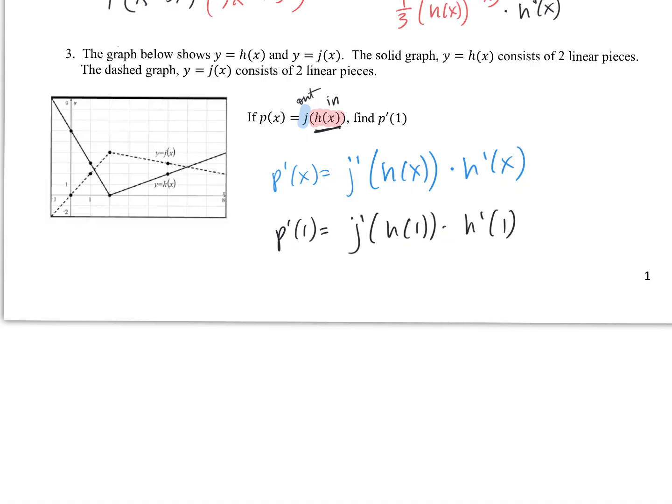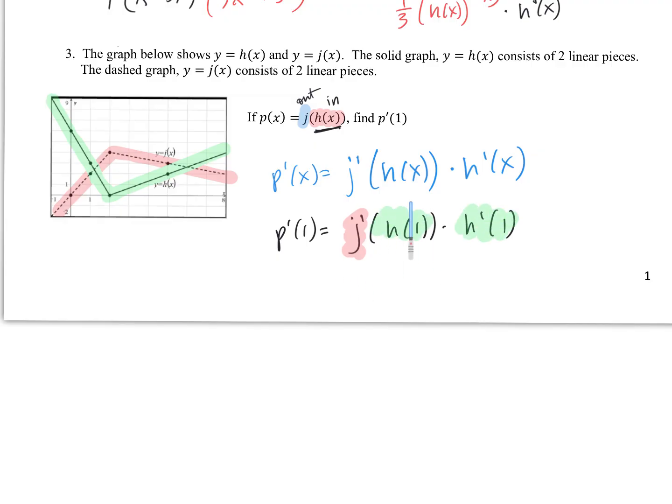I realize writing all of that a lot is annoying, but this stuff is hard. We got to write it out. I'm going to do some highlighting. This dotted line is a graph of j. And then this green line is my h info.